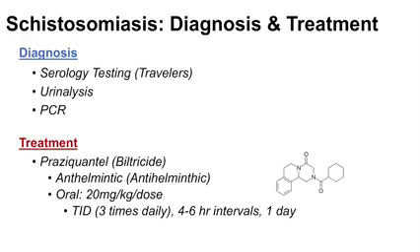So again, the treatment for schistosomiasis is praziquantel, an anti-helminthic, and we give it to the patient at a 20 milligram per kilogram dose, and we give this dose 3 times a day in about 4 to 6 hour intervals for 1 day, and that is the treatment for schistosomiasis.